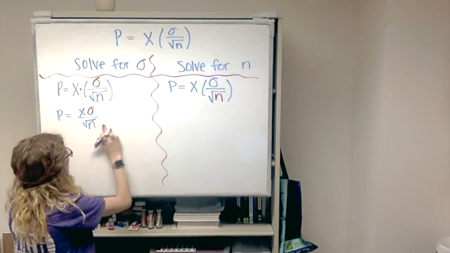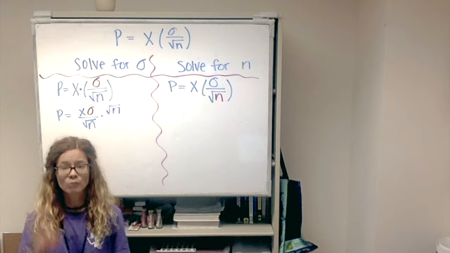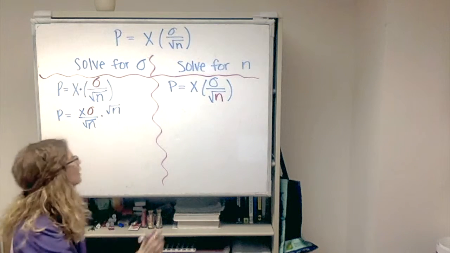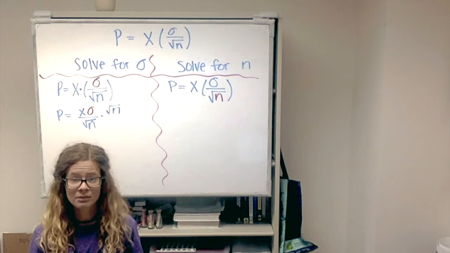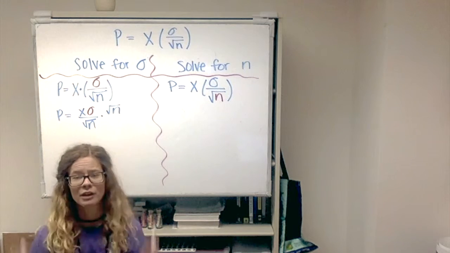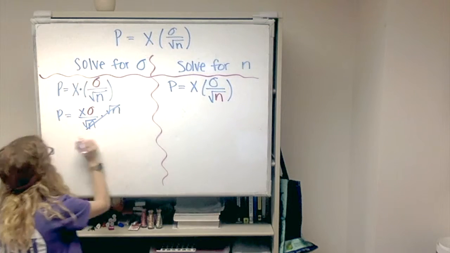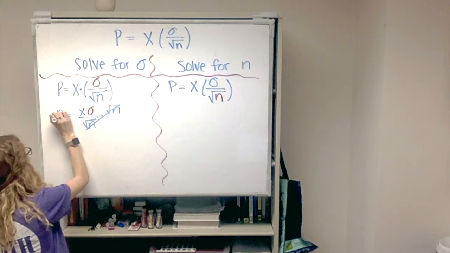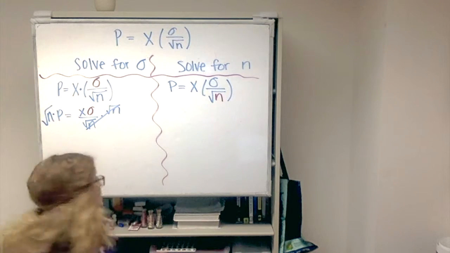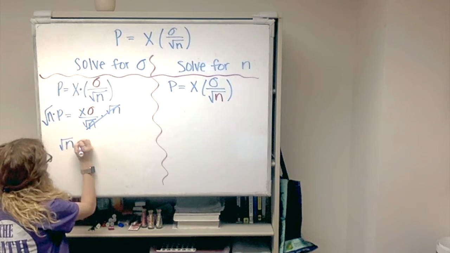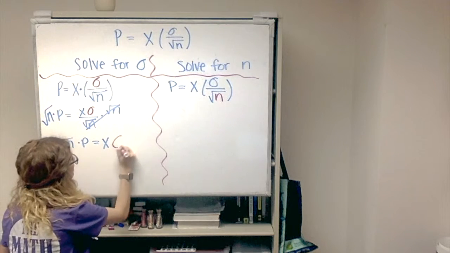We are multiplying the numerator by the square root of n. When you multiply with the numerator, then it goes to 1. If you leave it in the denominator, it doesn't go to 1, and then your equation's all weird. So it goes to the numerator, and then these can go to 1. Whatever you do to one side, you have to do to the other. Once we do that, we can combine things. So we have square root n times p equals x times sigma.